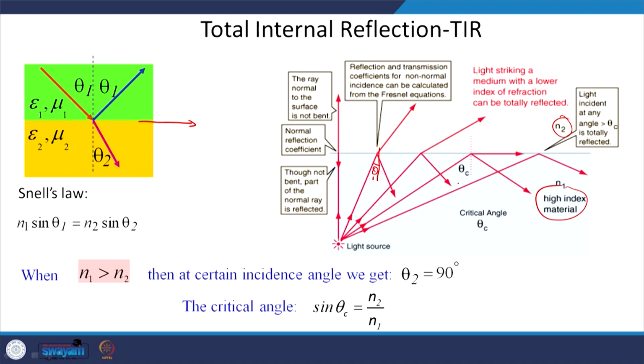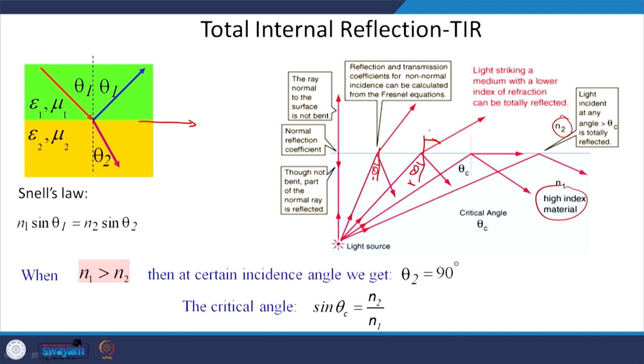Now, if you keep on increasing the angle, say from theta 1 to theta 2, the ray bends more, away from the normal. So, when you start increasing the angle of incidence, the ray refracted into the other medium, this angle gets larger. So, it is moving away from the normal.